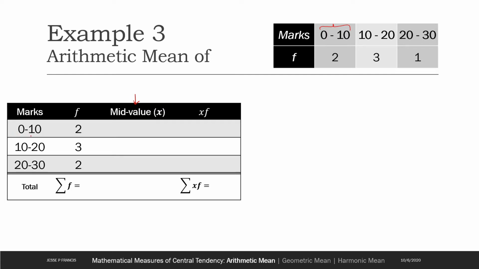That is, our first interval is 0 to 10 and the mid value is 5. 10 to 20, mid value is 15. 20 to 30, mid value is 25. Now we will treat that as our x. So f into x is 10, 3 into 15 is 45, 2 into 25 is 50. To find summation fx, you have 10 plus 45, 55, plus 50, 105. And summation f is 2 plus 3, 5, plus 2 is 7.